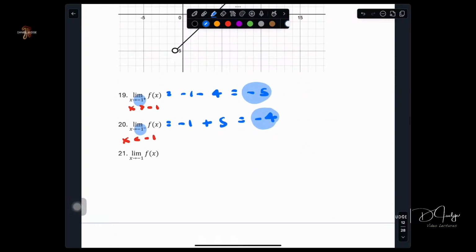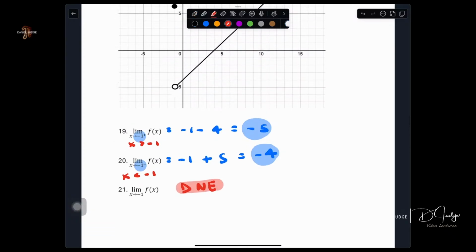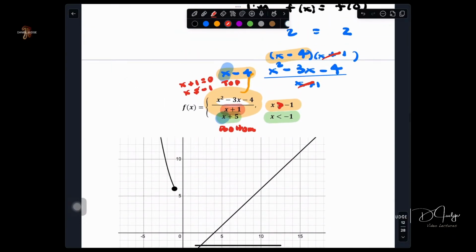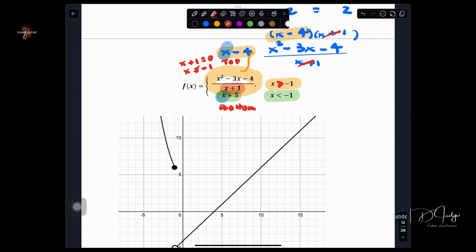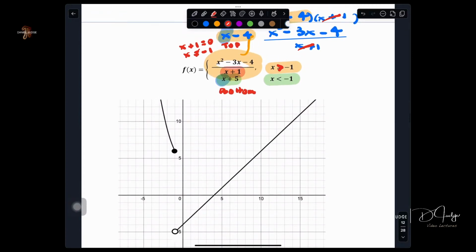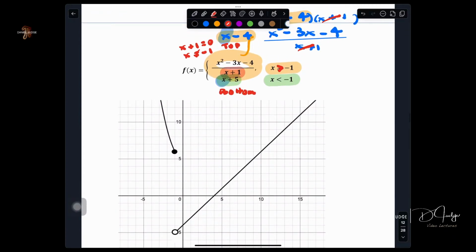So the limit as x goes to negative 1 does not exist because these aren't the same. Pointing this detail out to you guys. And I'm looking at the graph, and I'm thinking, is this the correct graph? The top graph of x minus 4 is correct. The bottom graph of x plus 5 is not correct.